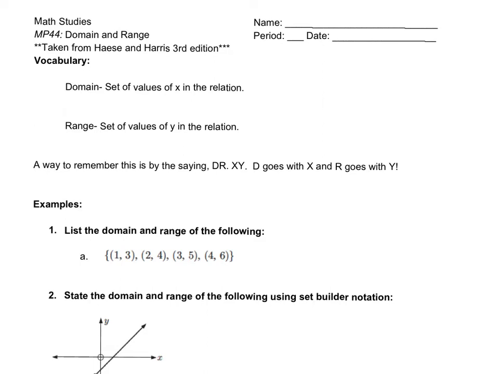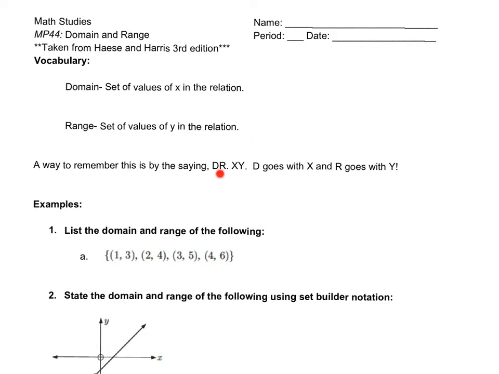This is a video lesson for MP44 domain and range. Domain is a set of x values in a relation, and range is a set of y values in the relation. So it's basically all the possible x values that you could have with your relation or function, and all the possible y values you could have with your relation or function.